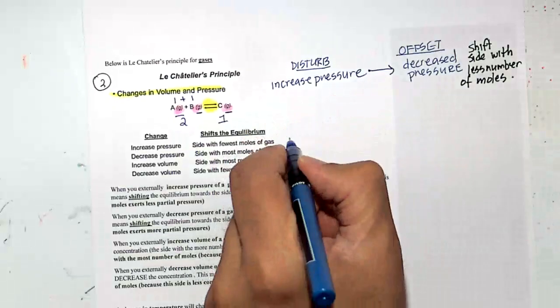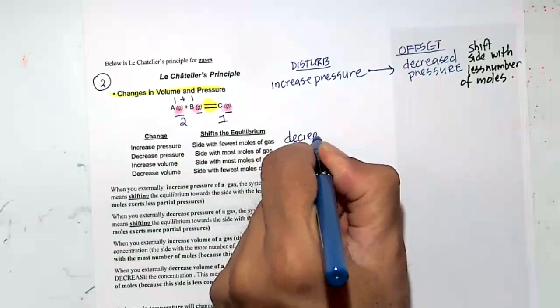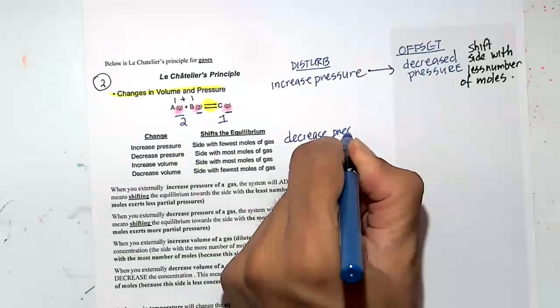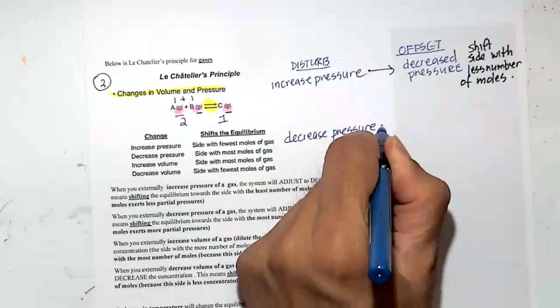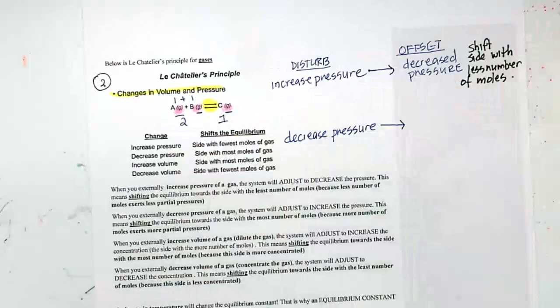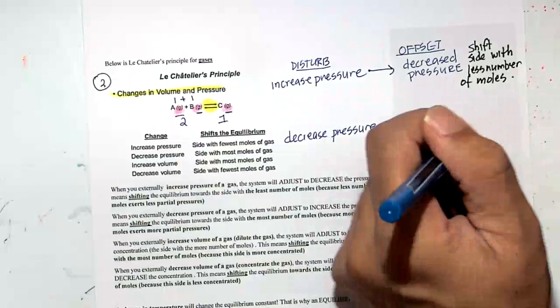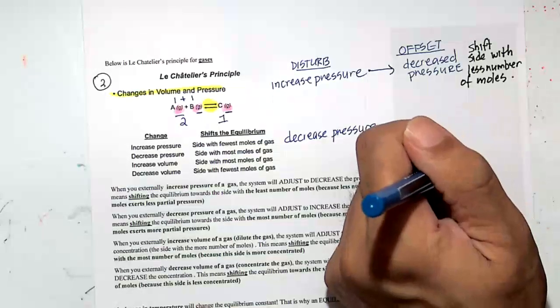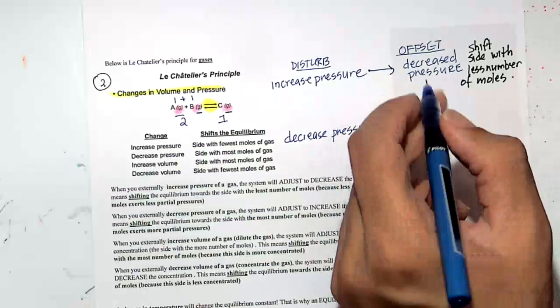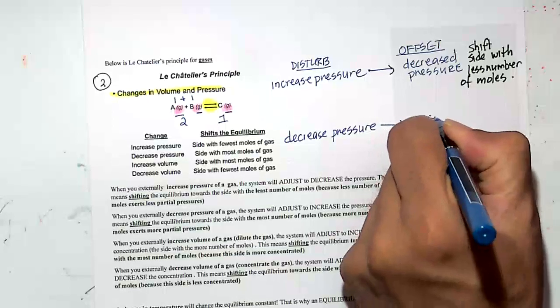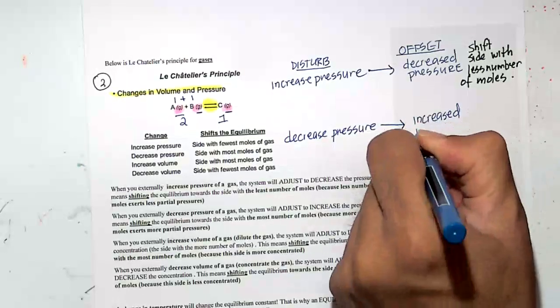What else can we do besides increasing the pressure? Okay, we can decrease the pressure. Let's say in this reaction, we decrease the pressure. Okay, what's the offset? It will go to the side with increased pressure or more pressure.